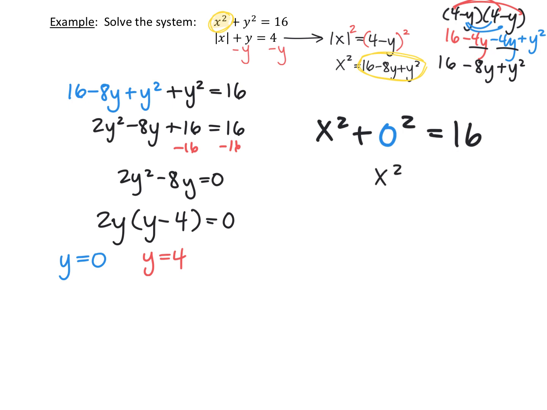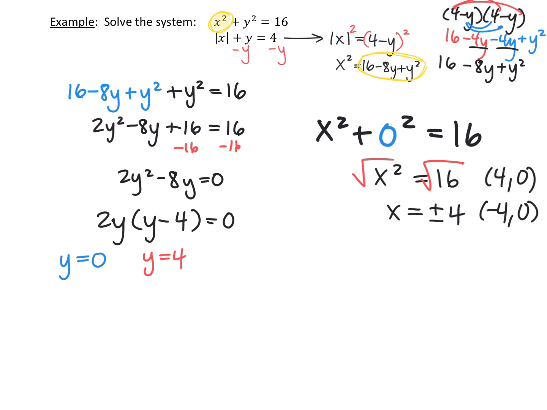So x squared is equal to 16. And to get rid of the squared, I square root. But when I take the square root of 16 in an equation, I get two answers, right? Plus or minus 4. Okay, so that gives you your first 2 points. When I have 0 for y, I could have either positive 4 or negative 4. So there's your first 2 answers, or first 2 solutions.